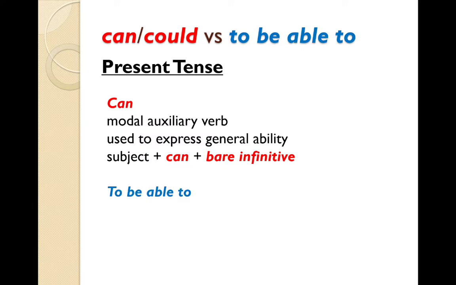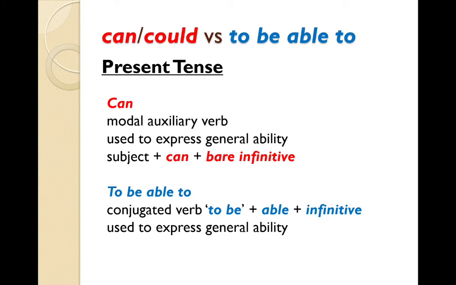So let's look at to be able to. So this is not a modal auxiliary verb. We have to conjugate the verb to be plus able plus infinitive. Now here we're talking about the normal infinitive with to, and it's also used to express general ability. So we have the subject and then the conjugated form of the verb to be. So in the present tense that would be am, is or are, plus able plus the infinitive with to.